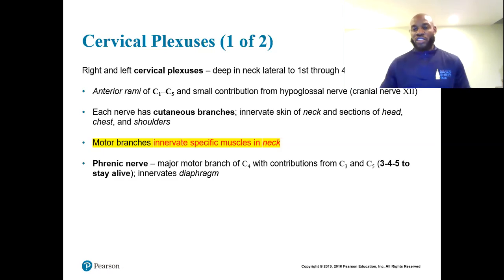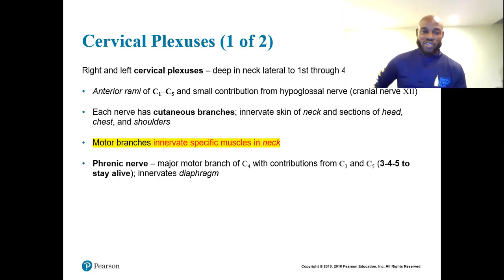Remember the hypoglossal, the cranial nerve, the one cranial nerve that we know affects areas sort of below. Well, no, not that. I'm thinking of the vagus nerve. Sorry. Also a small contribution from the hypoglossal nerve. All right, so the cervical plexus, each nerve has cutaneous, remember cutaneous, skin, cutaneous branches, innervates the skin of the neck and sections of the head, chest, and shoulders, right?